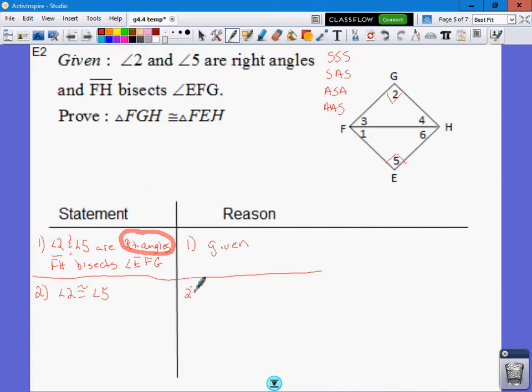Does anybody know why? We did talk about it. It was a little axiom that we talked about. What can you tell me about right angles? All right angles are what? All right angles are specifically what? Congruent. That's why I can make that statement.